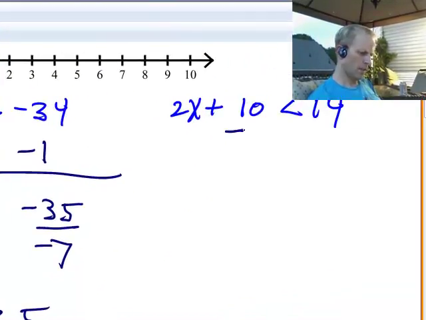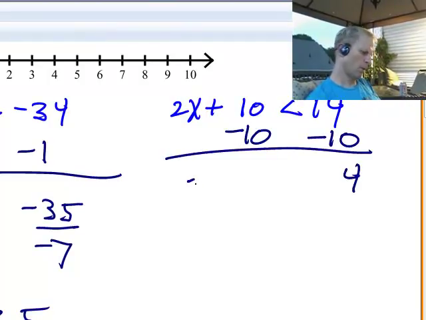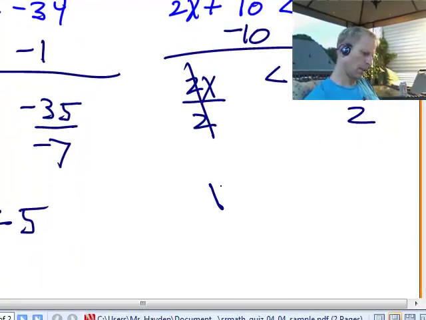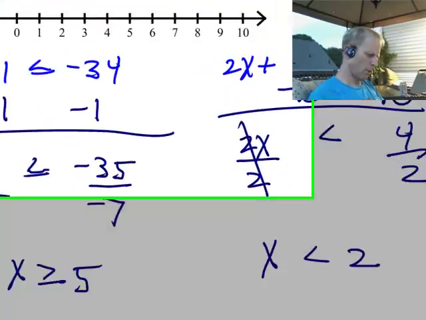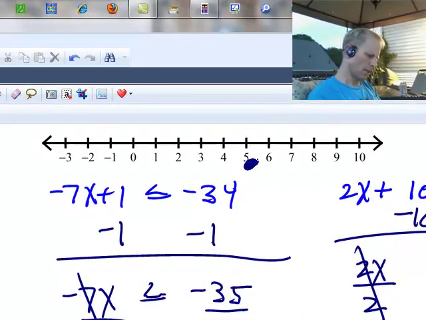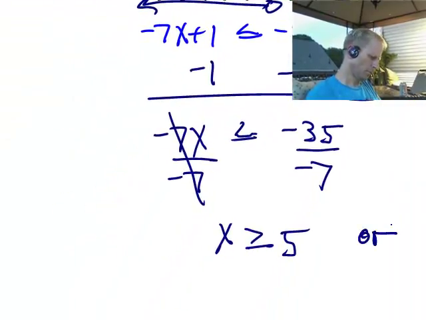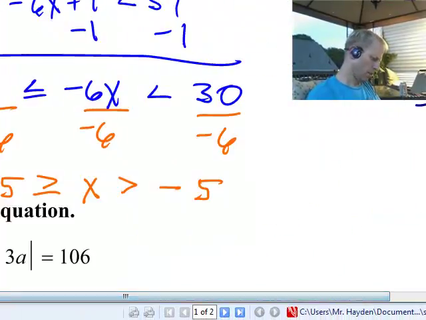Okay, 1/2 is done. Now I'm going to subtract 10. That gives me 4. So I get 2x less than 4. Divide by 2. I've got a few mosquitoes here. And I get x less than 2. So that means x is greater than or equal to 5 or less than 2. So that's greater than or equal to 5. And that's less than 2. Let me draw brackets around that. Like that one.